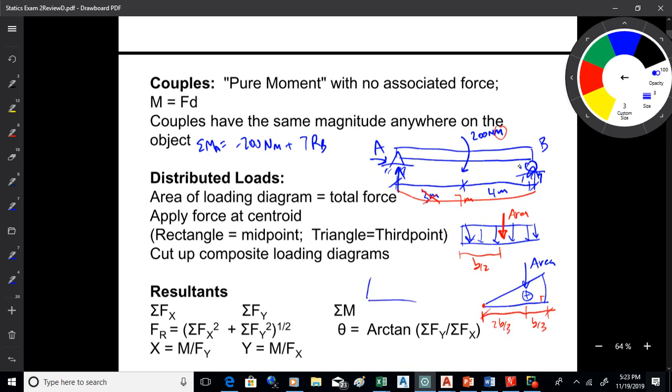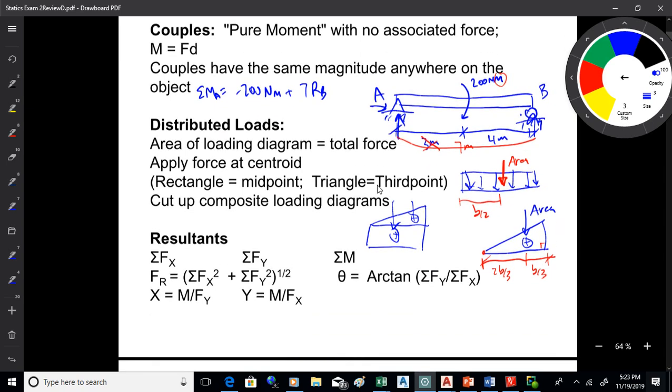Sometimes we get into composite loading diagrams like so. If that's the case, you would break it up into a triangle and a rectangle, because we don't really have a good clean way to get the area and centroid of a trapezoid. Okay, so the area of the loading diagram is the total force. You then apply it at the centroid of the figure.